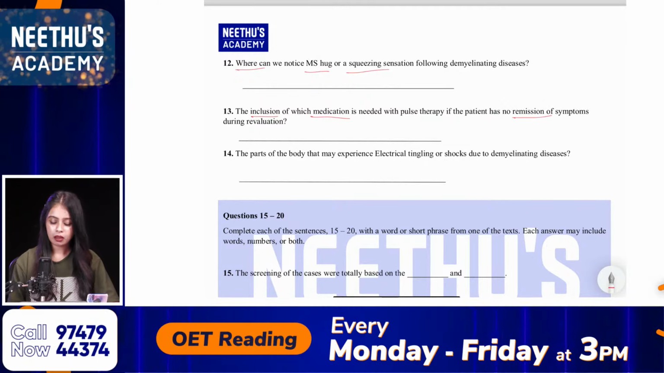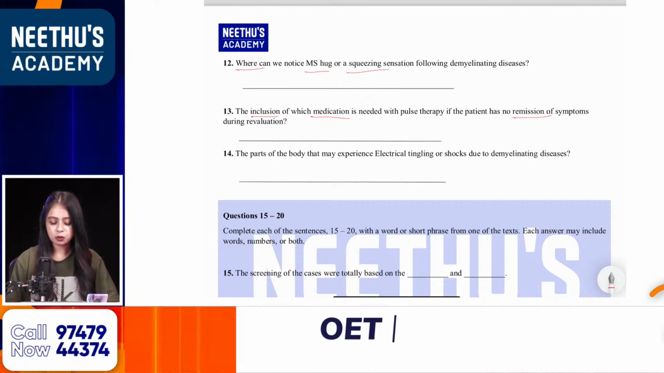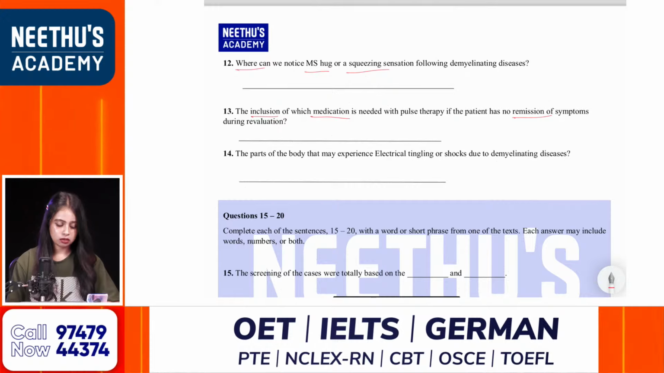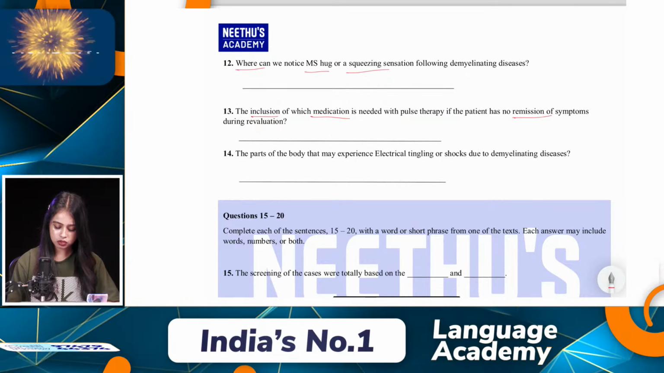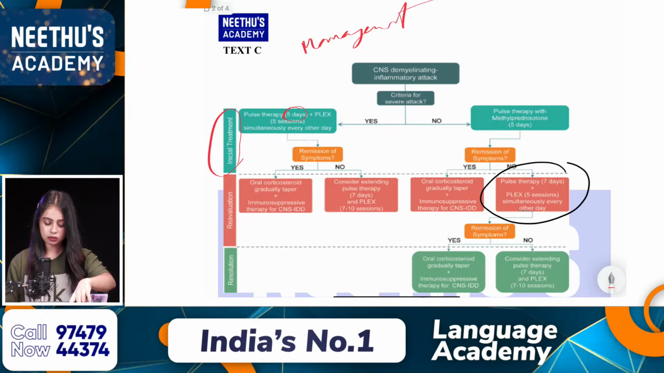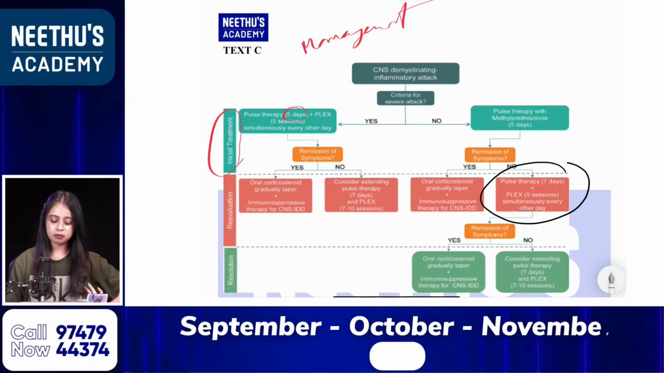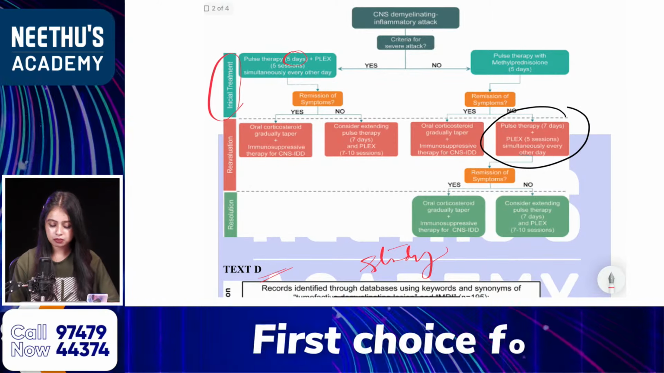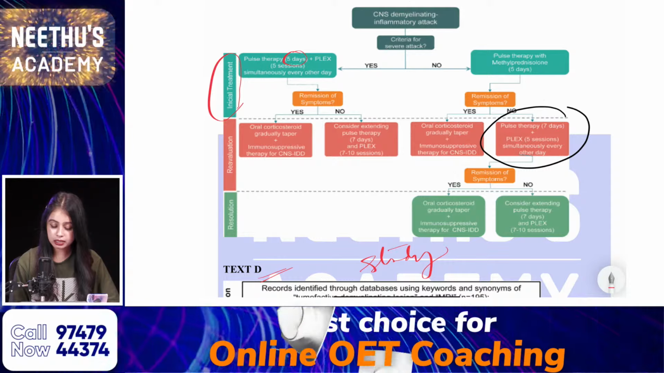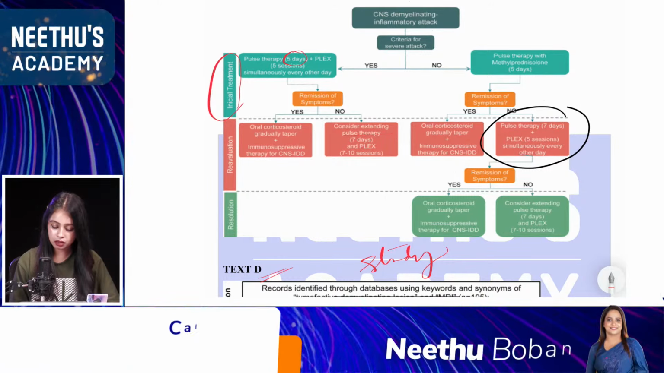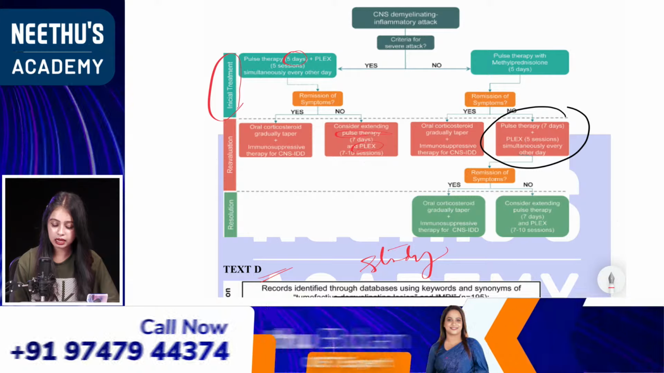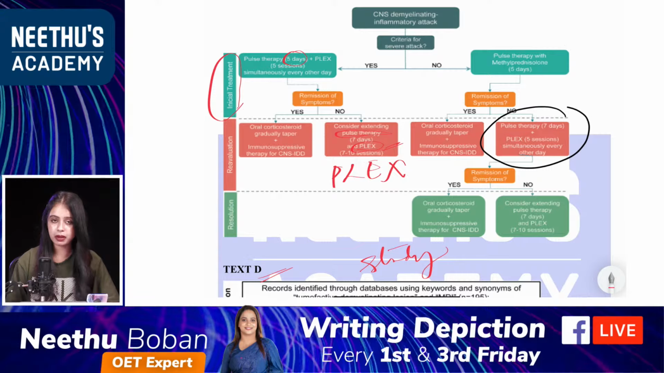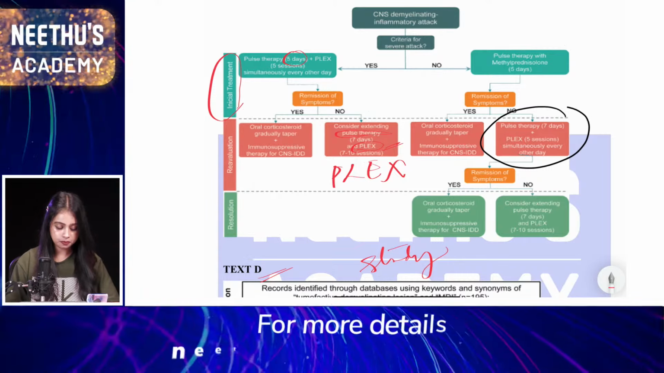remission, right? Okay. So what about that? Which medicine? Inclusion of which medicine? Okay. So which medicine? Pulse therapy, inclusion, medicine. So I got that answer from here. See, considering extending pulse therapy and PLEX. So the name of the medicine is PLEX. Answer will be Plex.